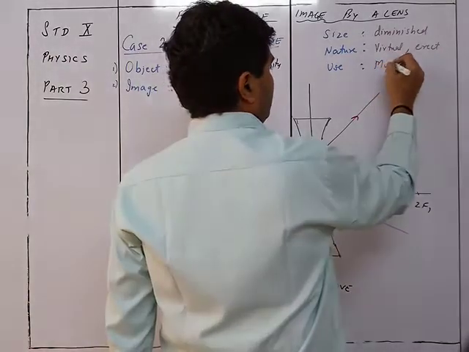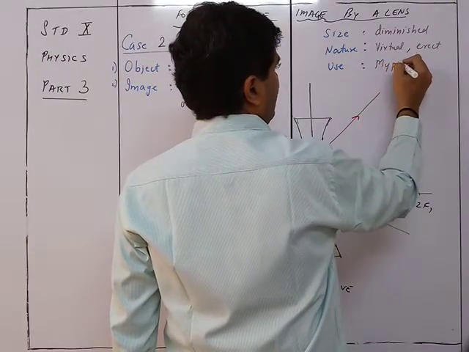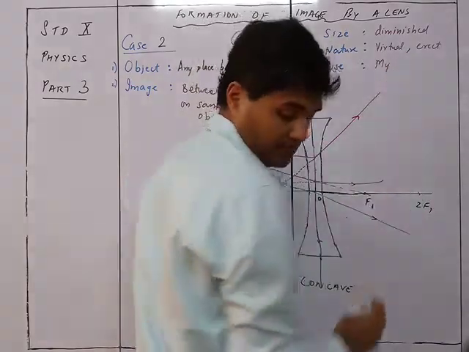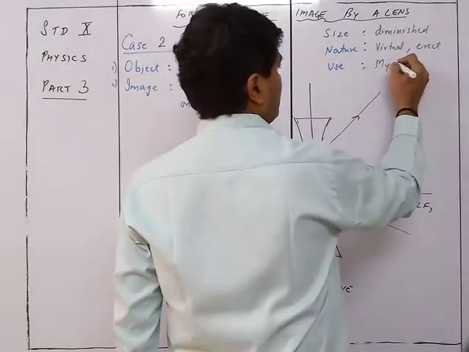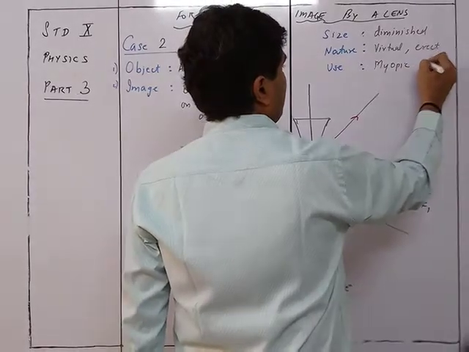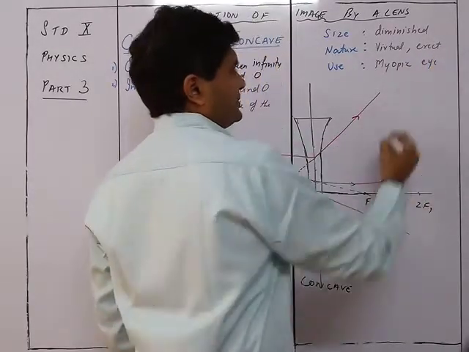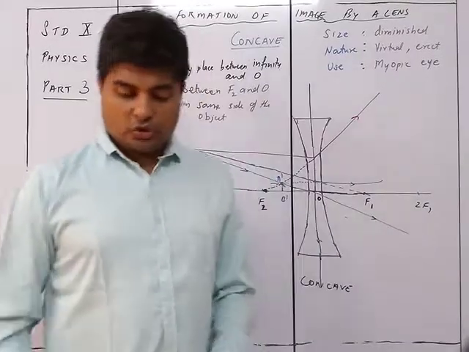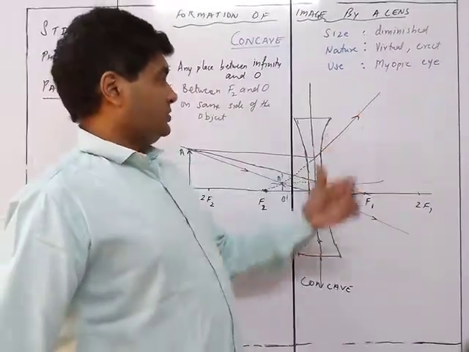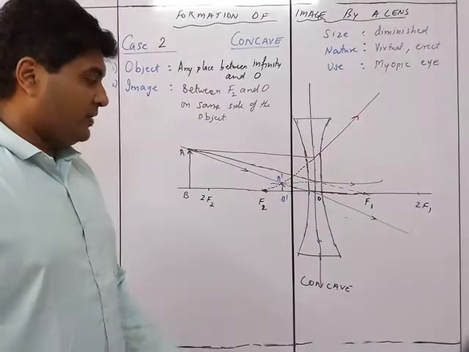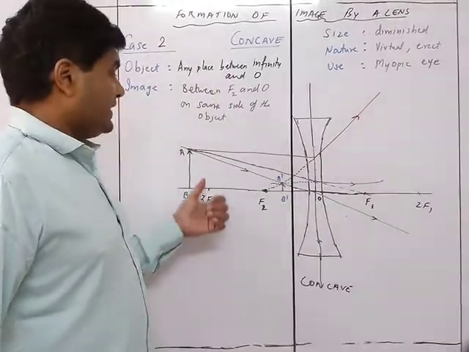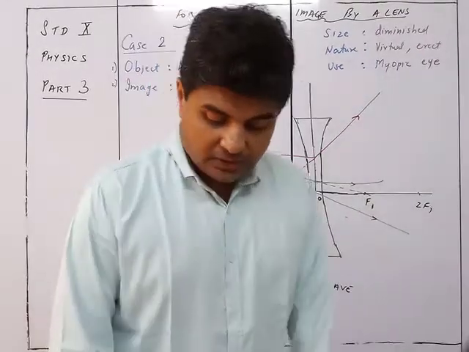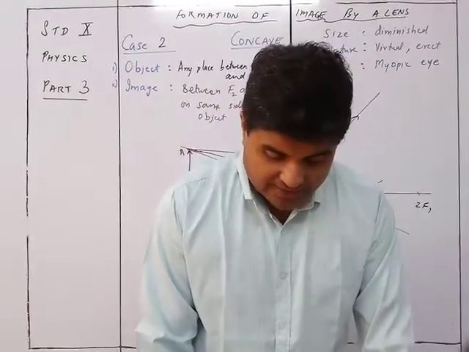So myopia, myopic eye is short-sightedness, means he can see the shorter distance, cannot see the far off distance. So to rectify that, we use such a kind of lens, a concave lens for myopia. So that is how we see the ray diagrams of the lenses. So this was the ray diagram of the lenses.